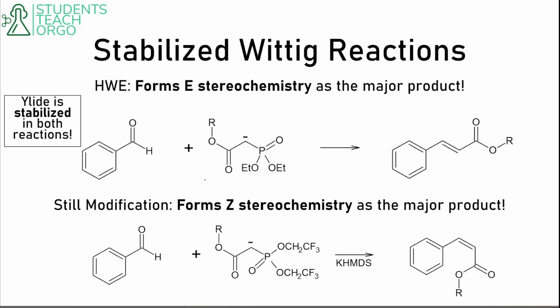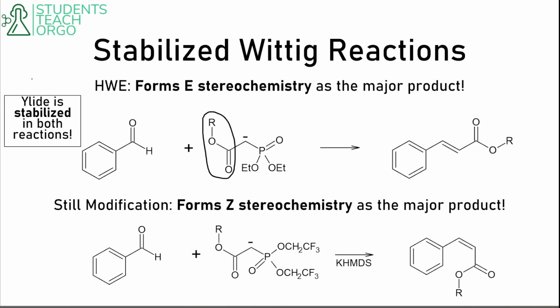So these are the stabilized Wittig reactions. We were talking about the unstabilized, and now we're talking about the stabilized Wittig reactions. When we talk about stabilized Wittig reactions, we mean that the ylide is stabilized, not the carbonyl. The carbonyl does not need to be stabilized. We need to stabilize the ylide. So here I am stabilizing the ylide with this sort of highly oxygenated group attached to the phosphorus, and then adjacent to it I have an ester.